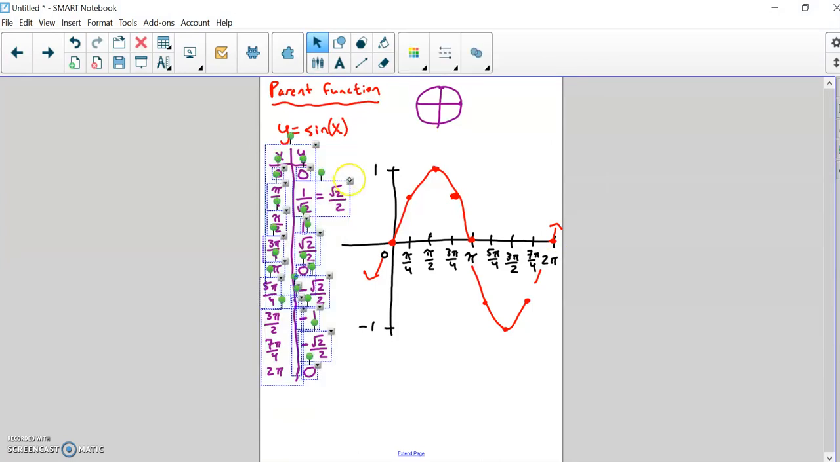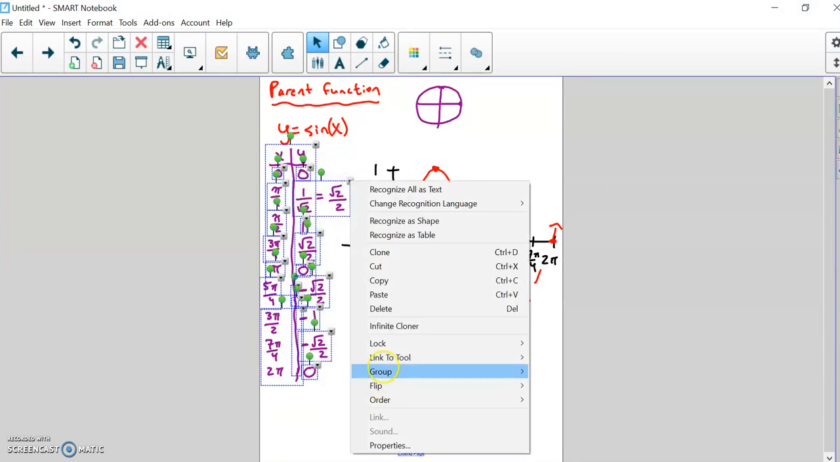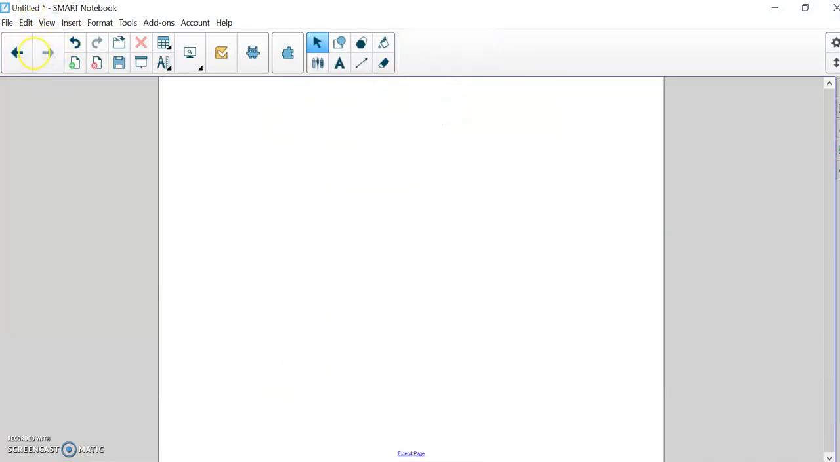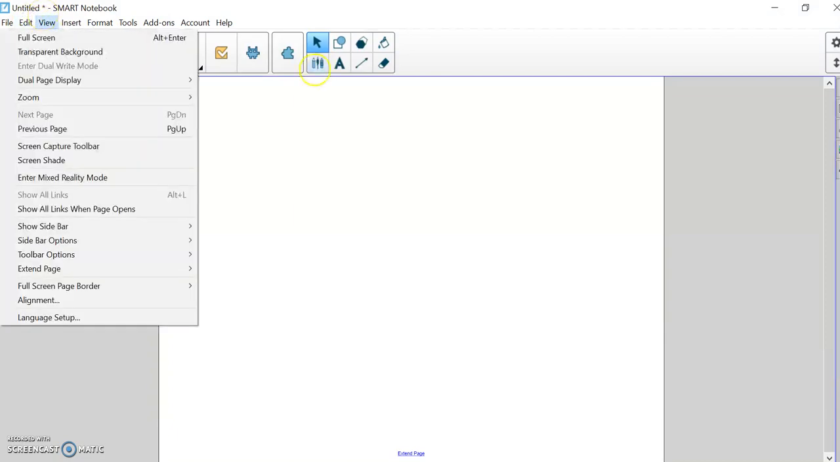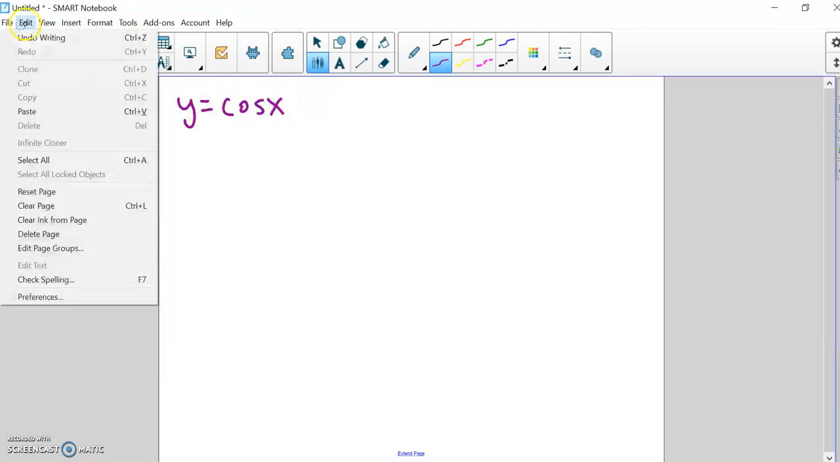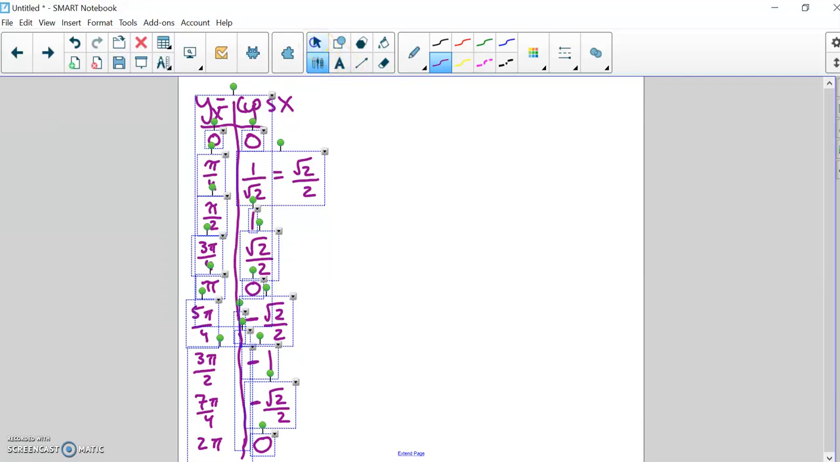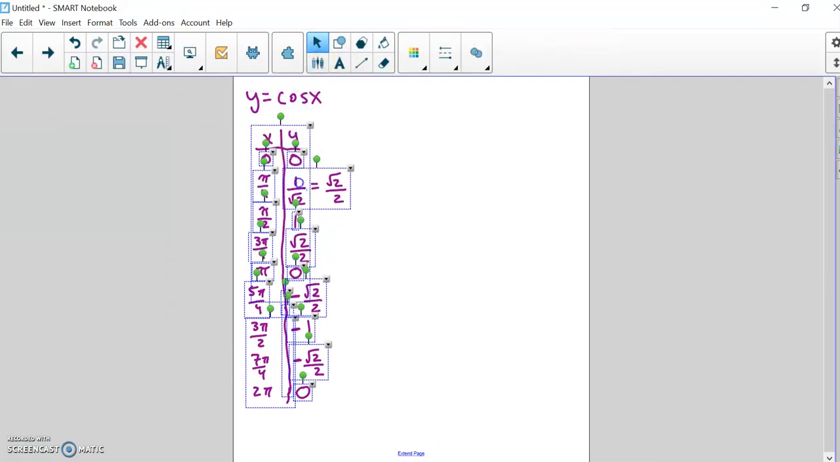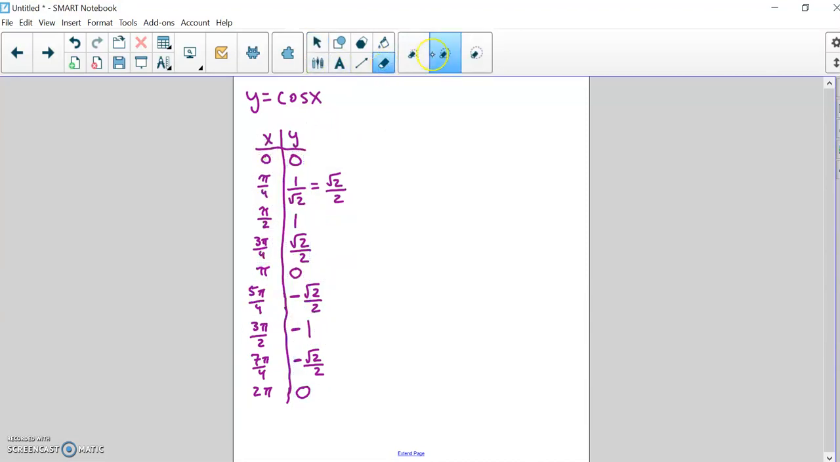All right, let's go ahead and make our parent function for cosine next, and then we will get into some of the specifics of each of these. So, the parent function for cosine is going to look like this. y equals cosine of x. Let me paste this chart. I'm going to actually use the same x values here for this. But obviously if I use cosine instead of sine, I'm going to get different y values.